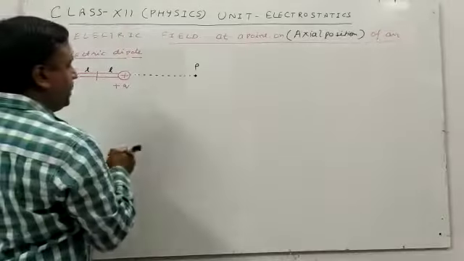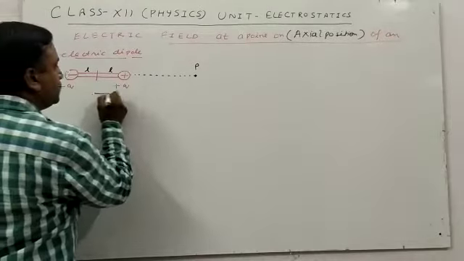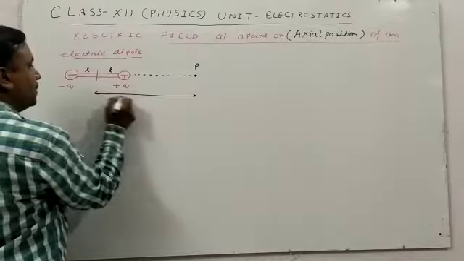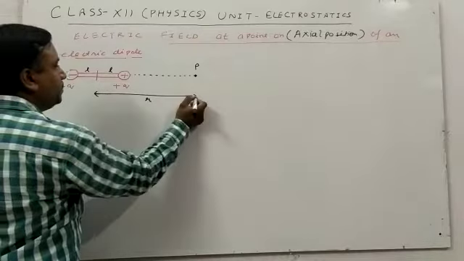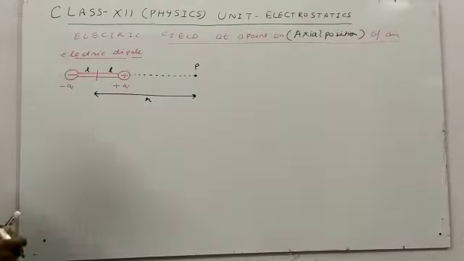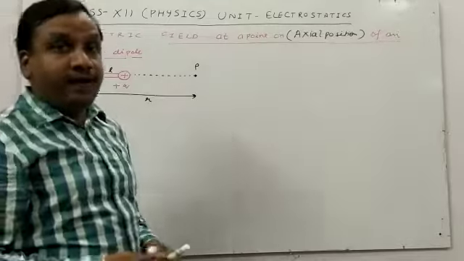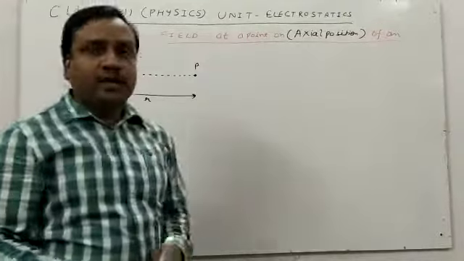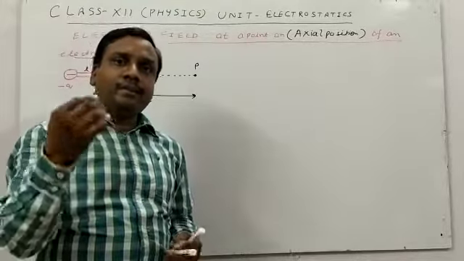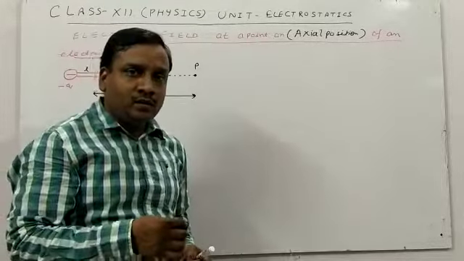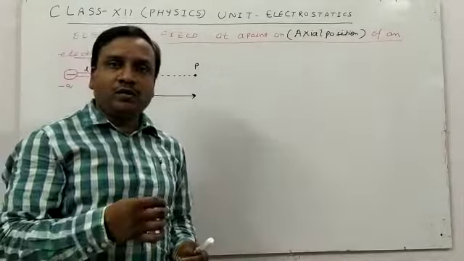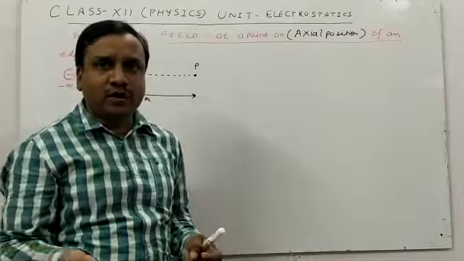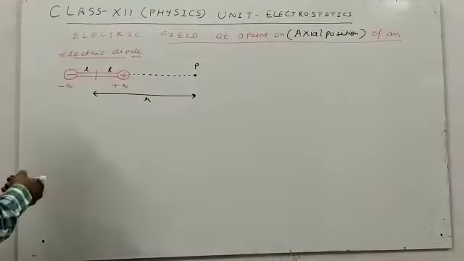Suppose there is a point P at a distance small r from the center of the dipole. You have to calculate the electric field at a point on this position. It is known that the electric field at a point due to a given charge is equal to 1 upon 4 pi epsilon 0 times q upon r square. That formula we will use.